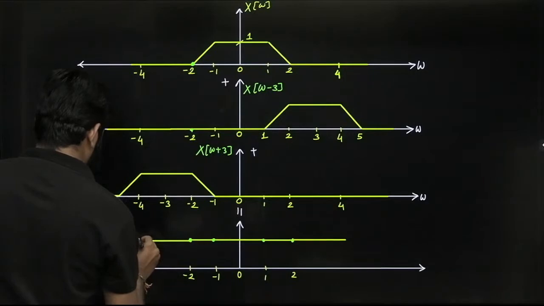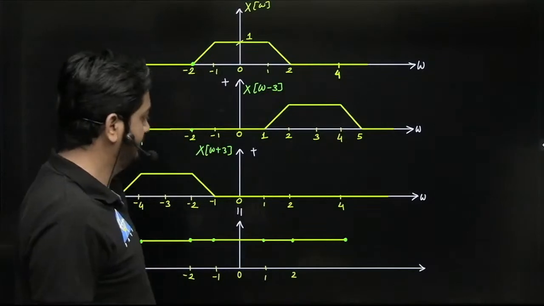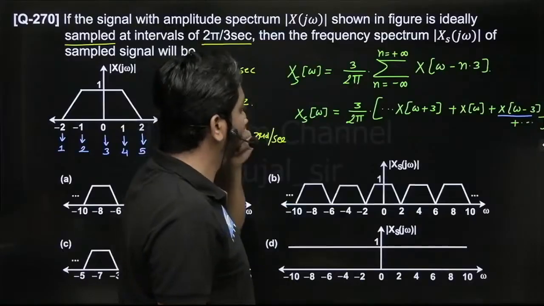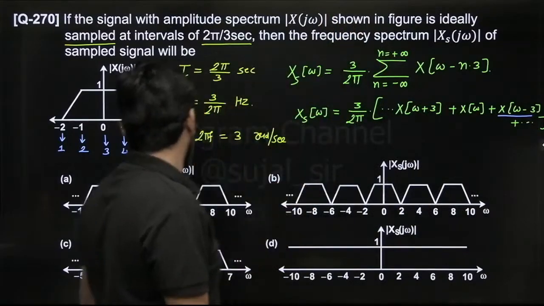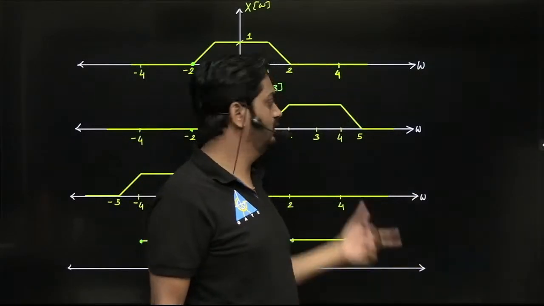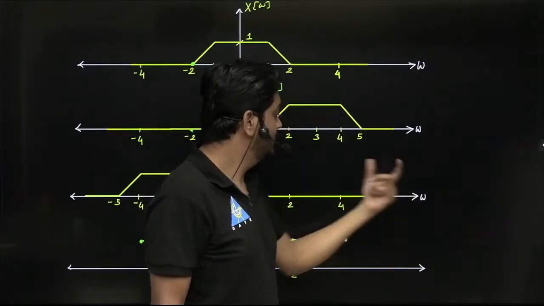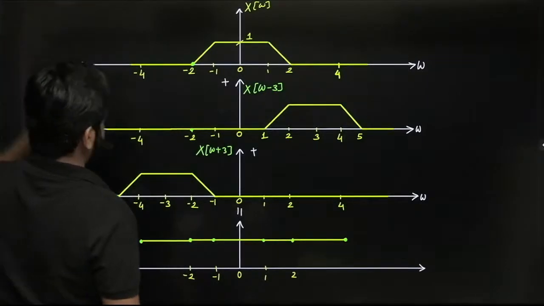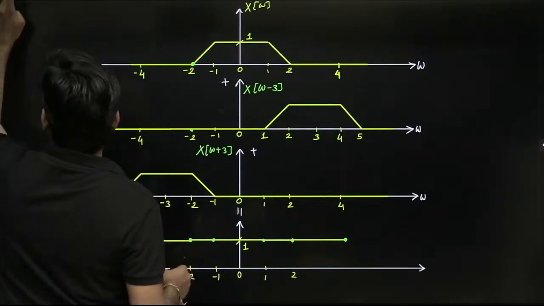So you are getting constant, guys, for all omega. Again you will get constant. Why? Because one more signal will be there. Which one? Here n equal to 2, so omega minus 6. If you add 6, it will be between 4 to 8, guys. One more trapezoidal will come between 4 to 6. So again here you get constant. So it will be constant for all omega, guys.